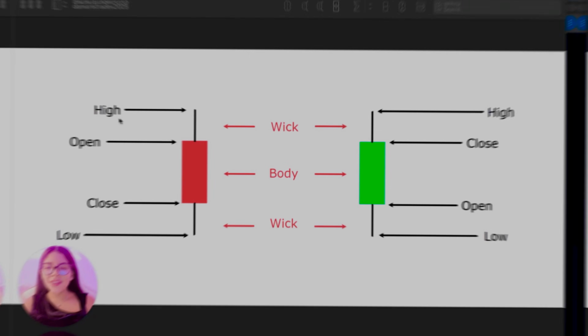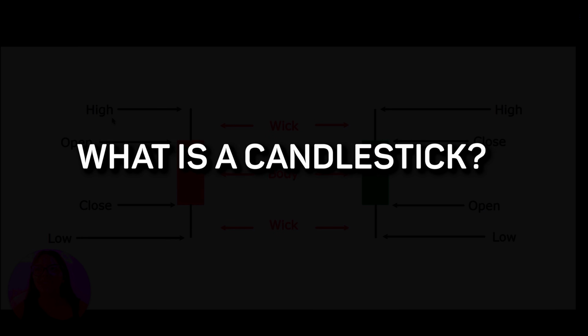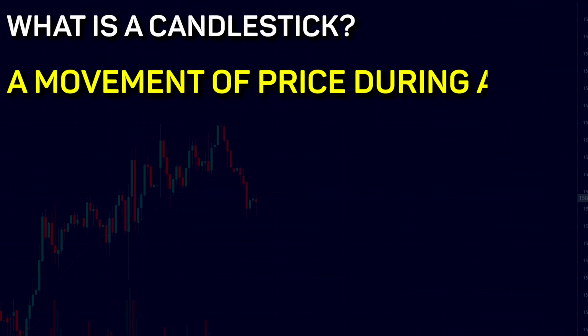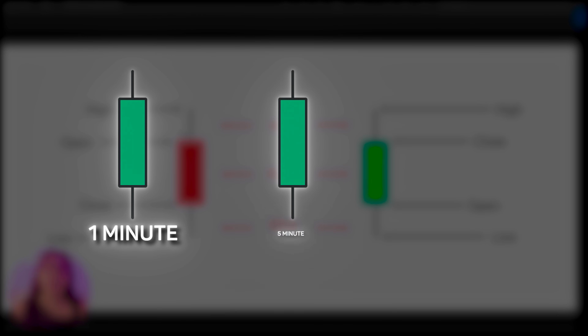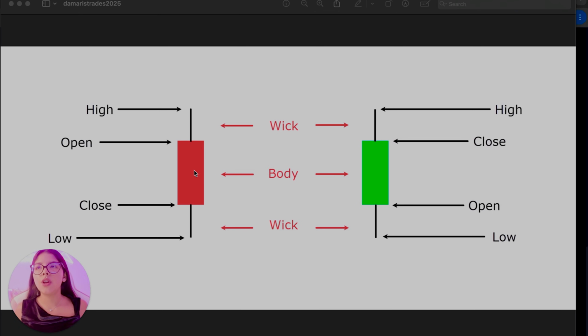Let's get started. The first thing we must discuss is what exactly is a candlestick. A candlestick represents a movement of price during a specific time period. So each candlestick could represent a 1-minute time frame, a 5-minute time frame. One candlestick could even represent an entire day or week or month time frame. So each candlestick tells you what happened during that specific time period.